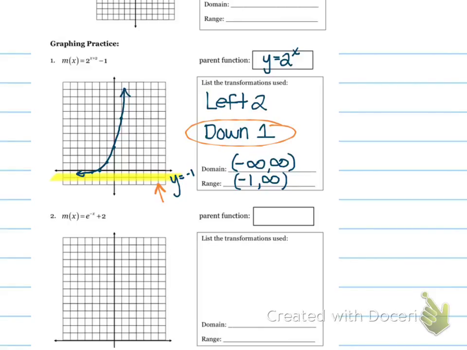I went left 2, and if I had to identify one point here, this one would be negative 2, 0. And then my parent function was y equals 2 to the x.